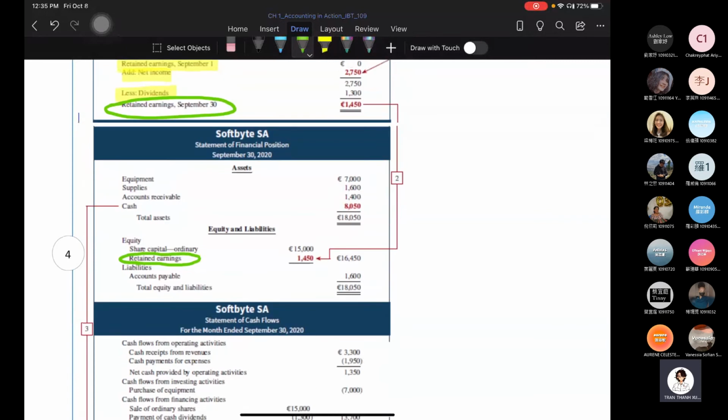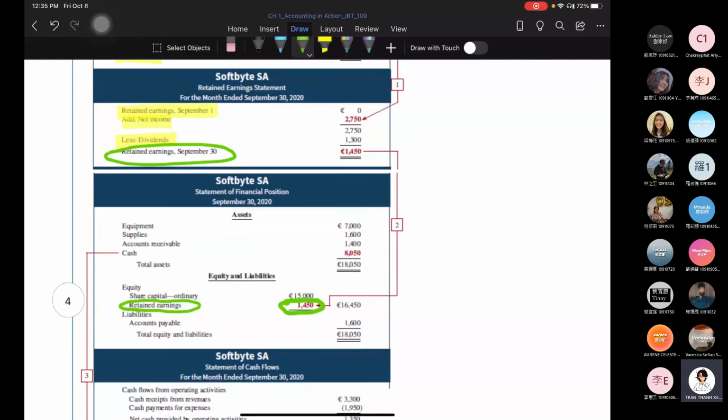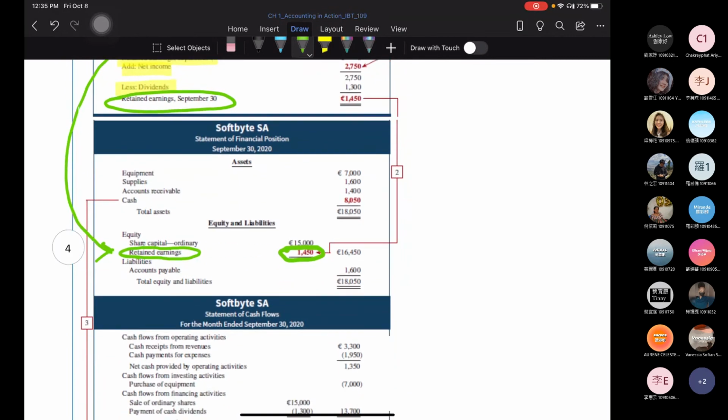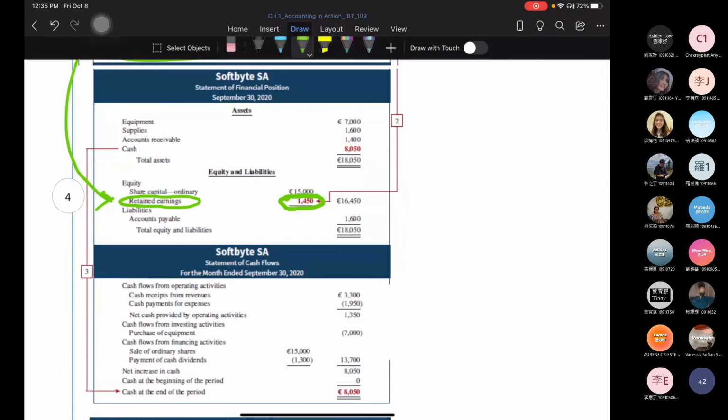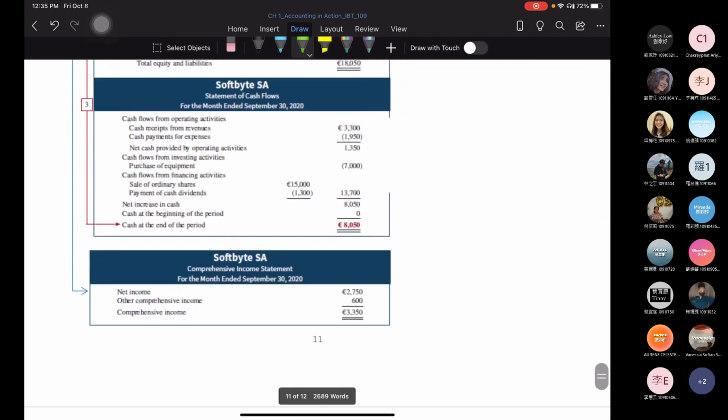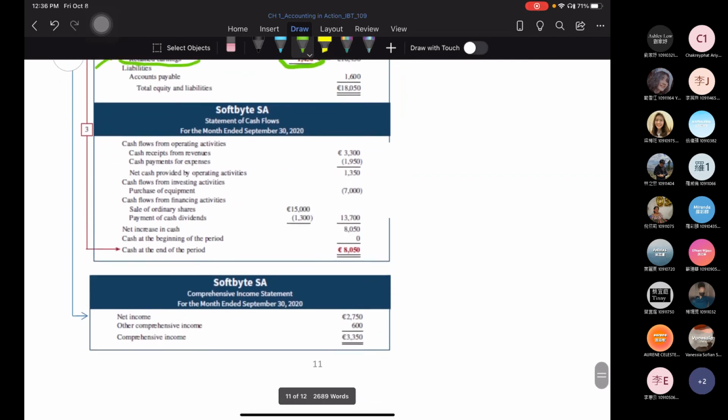Don't make the mistake. Some students think they're going to use the old retained earnings, and they just put it here. That's totally wrong. You need to add net income and then subtract dividends. Dividend is the money that you pay to stockholders or investors. So that should be subtracted from the retained earnings. Okay, so that's it.